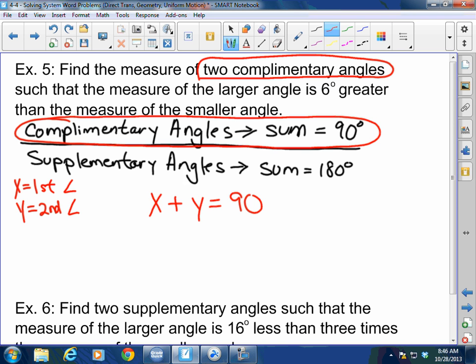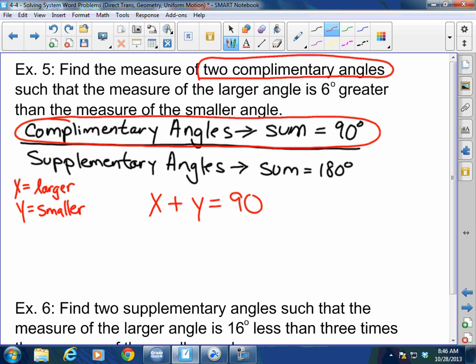Actually, you know what? They didn't say first and second. Thank you. My labeling was kind of bad. I'm going to call X my larger number, and Y is going to be my smaller. Very good observation. It's not first and second here, it's smaller and larger. It's a little mistake like that that could have cost me the difference at the end.